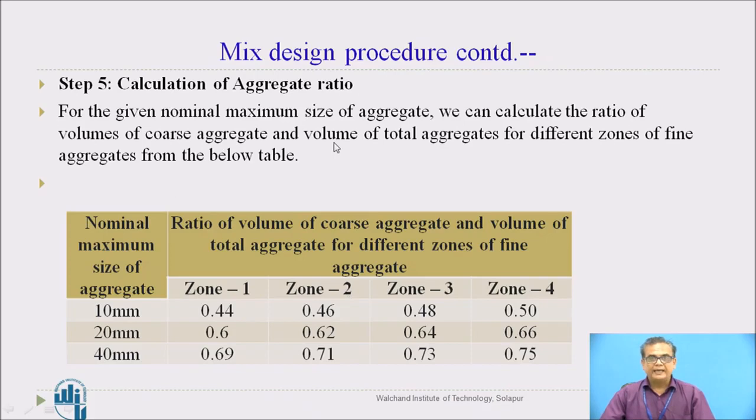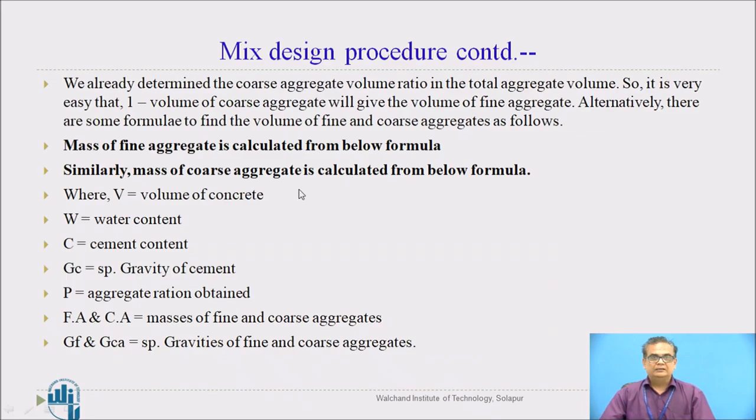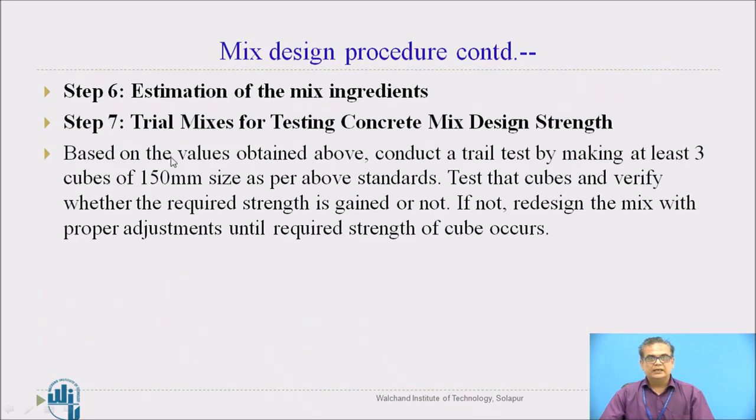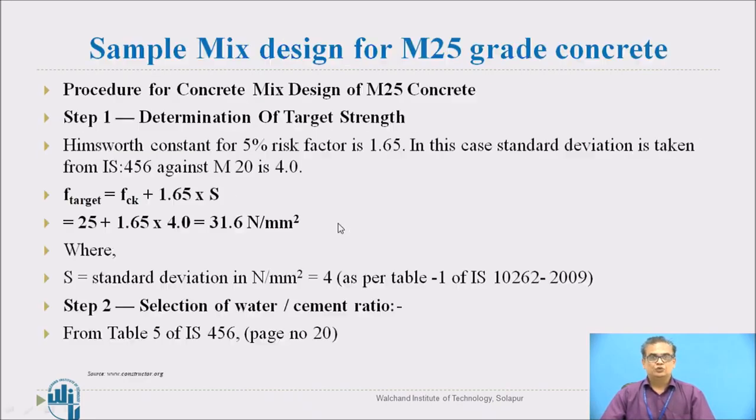Then calculation of aggregate ratio. Aggregate ratios for zone 1, zone 2, zone 3 and zone 4 are to be found using these tables. Mass of fine aggregate is first calculated using the relations given in the codes, then coarse aggregate, then estimation of mix ingredients, and then trial mixes. Remember, once you get the proportions, they cannot be used directly unless they are tested in the form of trial mixes. And once the results are satisfactory, they can be used on site.